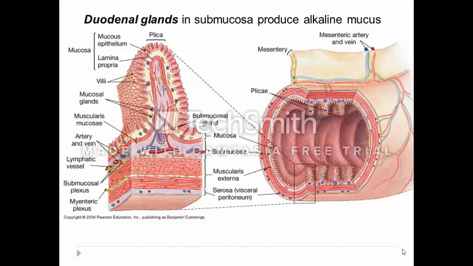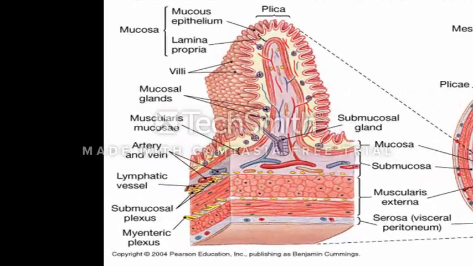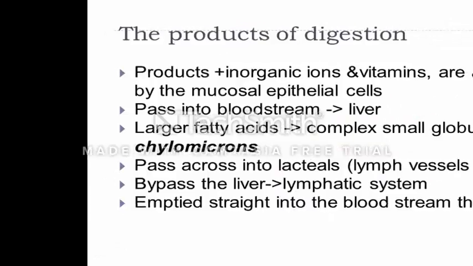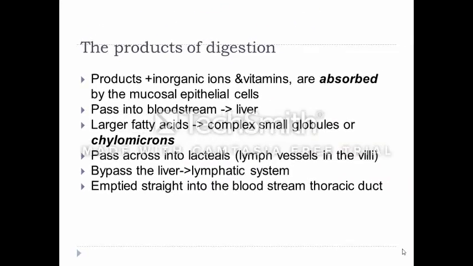This diagram from your textbooks shows the duodenal glands lying within the submucosa that are responsible for the production of alkaline mucus. This also helps transit of food substances through the gastrointestinal system. The products of digestion, along with inorganic ions and vitamins, are absorbed by the mucosal epithelial cells and are passed into the bloodstream and there to the liver.